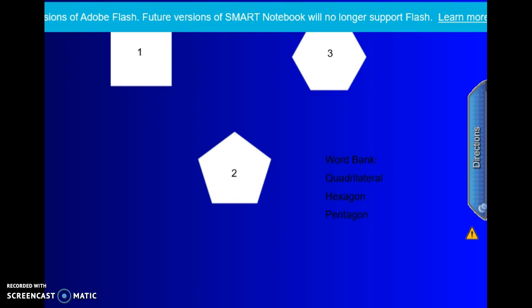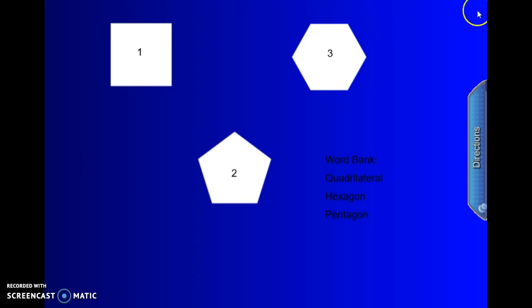So this is a little assessment real quick. I just want you to look at this and I'm going to give you some time. So you should have your name at the top of the paper and 1, 2, and 3, and next to each one you should write which shape that is.